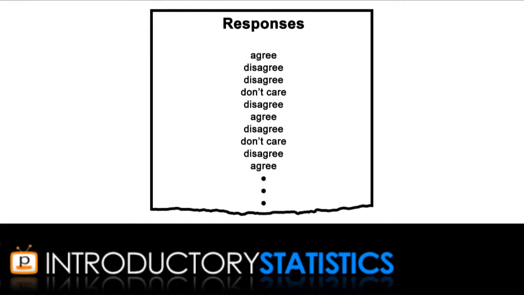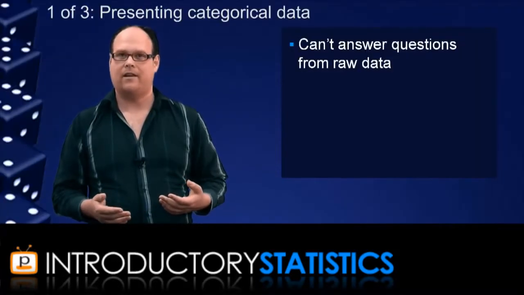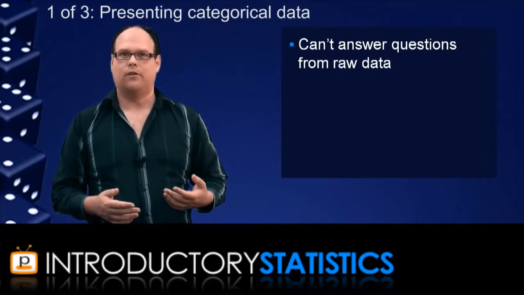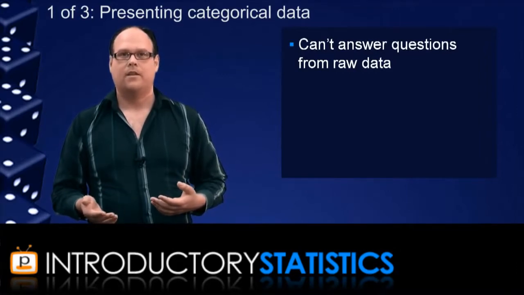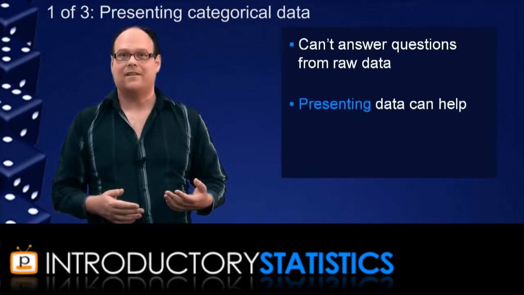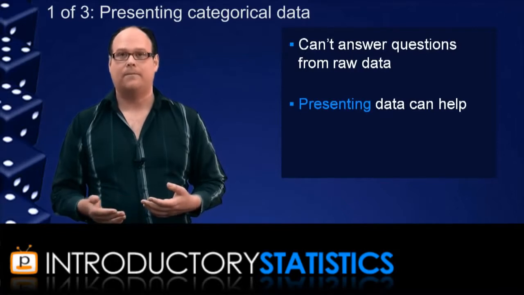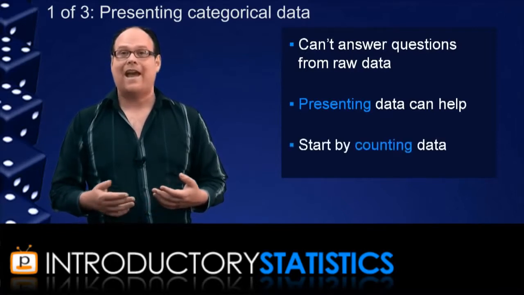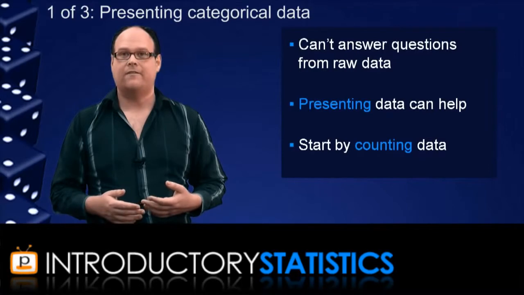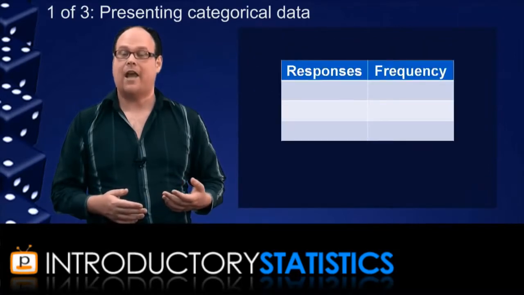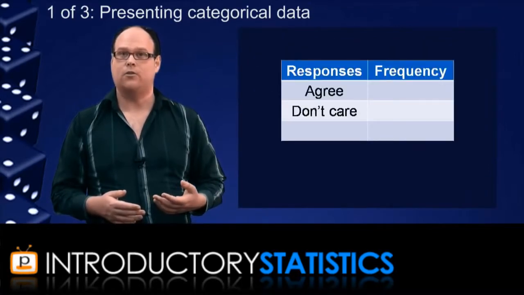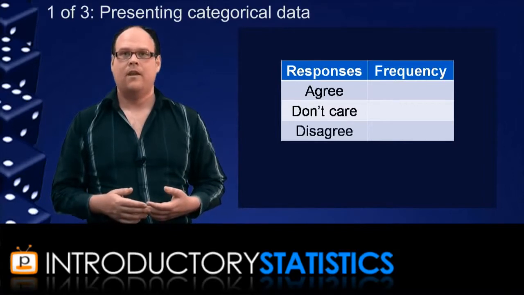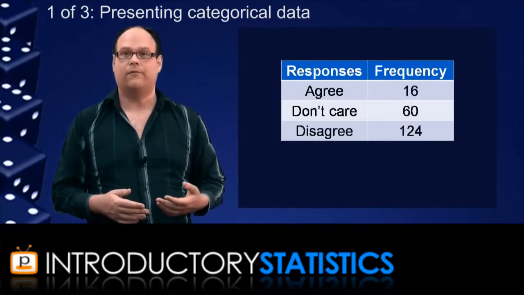Now in this form you can't quickly answer many questions about the data. Questions like, do more people agree with the proposal or disagree with it? So different ways of presenting the data are going to help you be able to do that. Now to start with, you can count the data. In particular, for each of the 3 possible categories, you can count how many times each one is observed in the 200 responses. Then you can present this in a table called a frequency table.